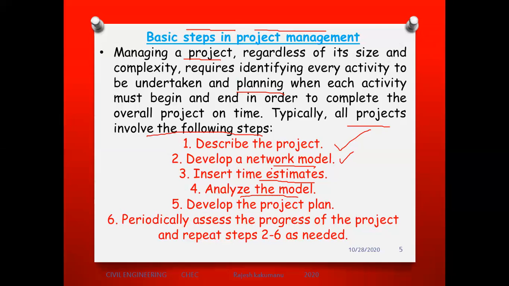So what you have to do: describe the project. First you have to give the description about the project. For example, if you are going to a real estate, if you want to purchase a plot in a big gated community, and you go there, what will the manager or a supervisor do?